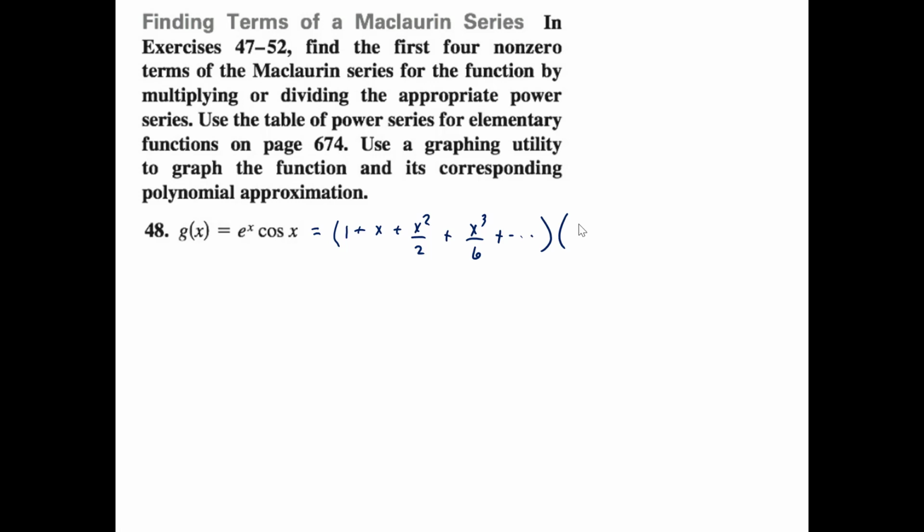And cosine of x is 1 minus x squared over 2 plus x to the 4th over 24, and so on. Make sure that's right.